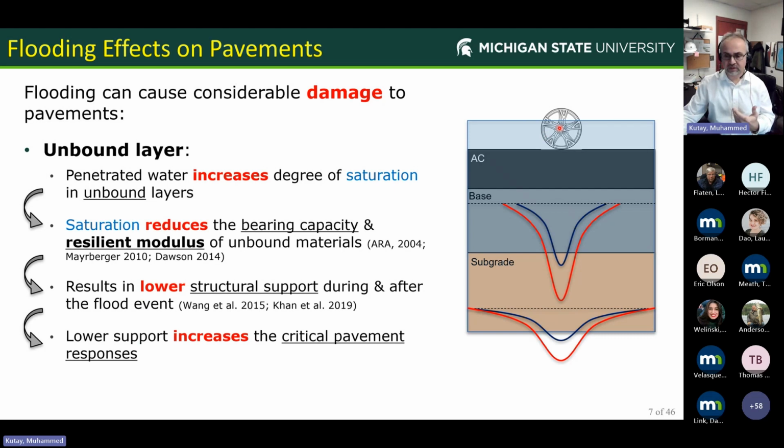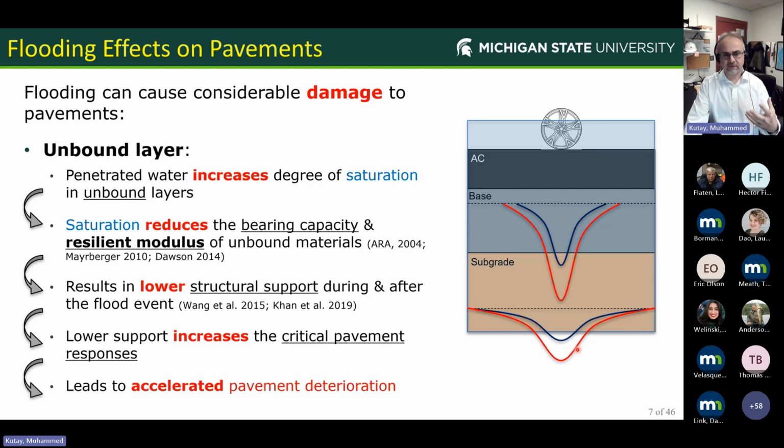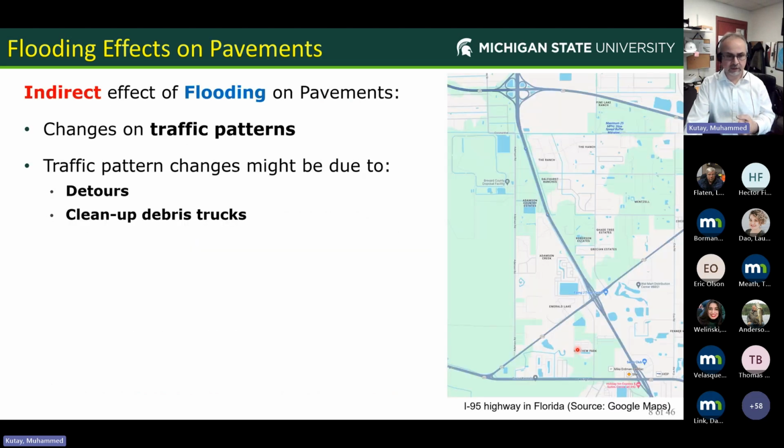And when you have more strain in the base, you might have more load on the subgrade, and then you might have subgrade failures accordingly. And then the subgrade itself might have its own problems. So the effect of flooding on unbound layers is very well known and very well established. We know that flooding can affect unbound layers significantly.